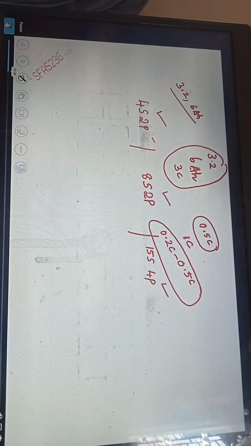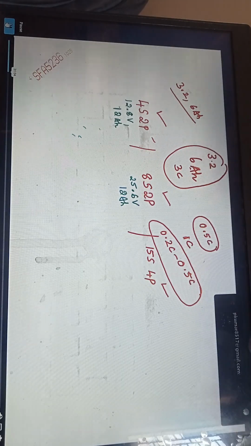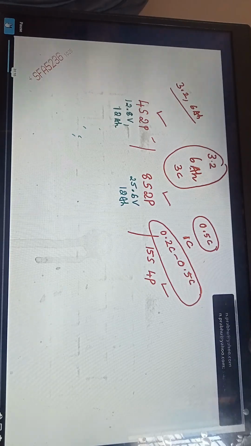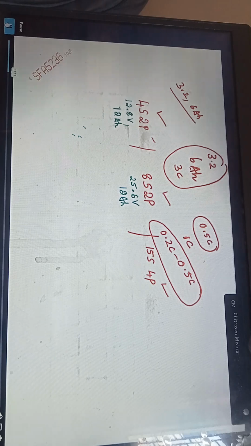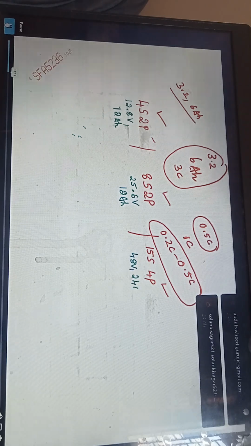So, as you said, this is 12.8 volt, 12Ah, and this is 25.6 volt, 12Ah, and this is the third one, 48 volt, 24Ah.